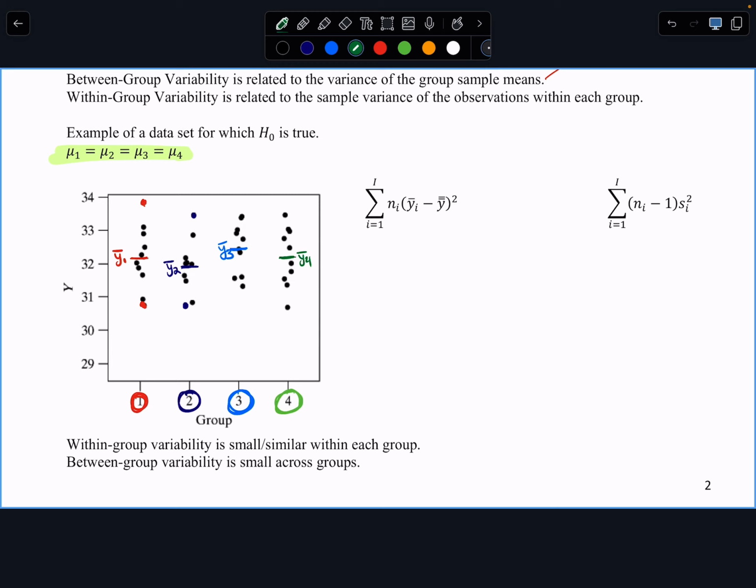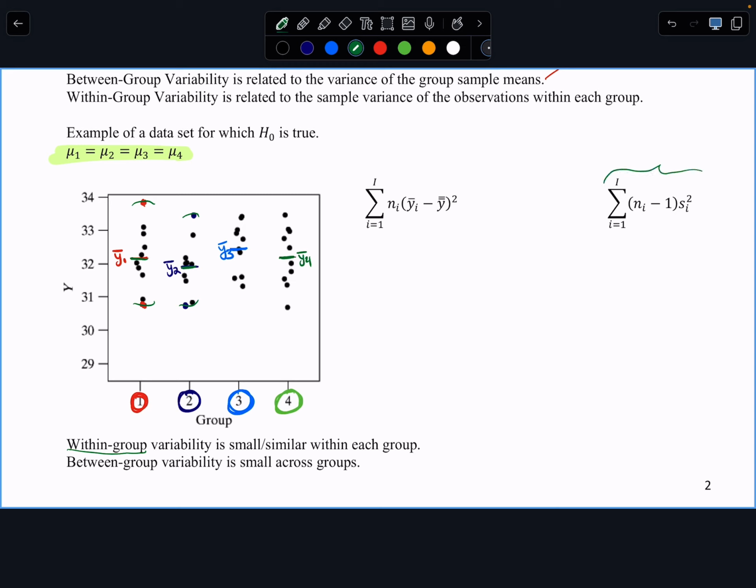So when I talk about within group variability, I'm talking about how spread out our observations are within each of these groups, right? And that's given by the distance from here to here for that first group relative to the mean. The same thing from here to here for the second group relative to the mean, so on and so forth, right? So our within group variability is pretty small, right? Our values range from about 31 to 34. Values from 31 to 34 are pretty small in value.